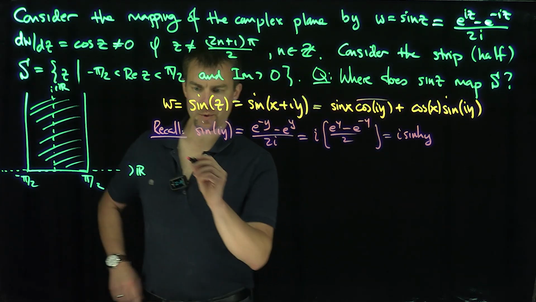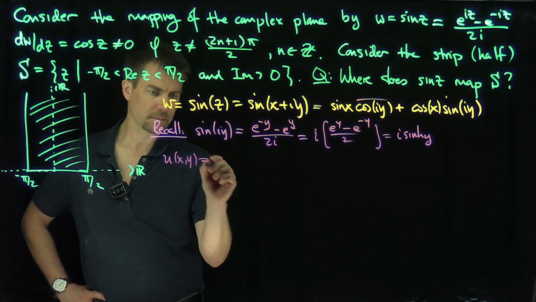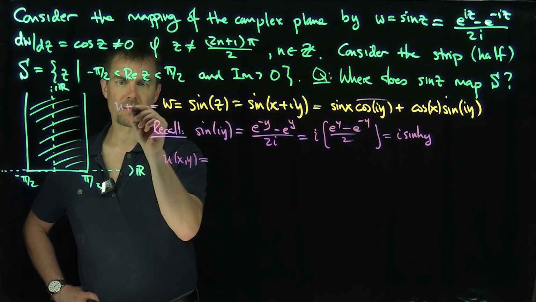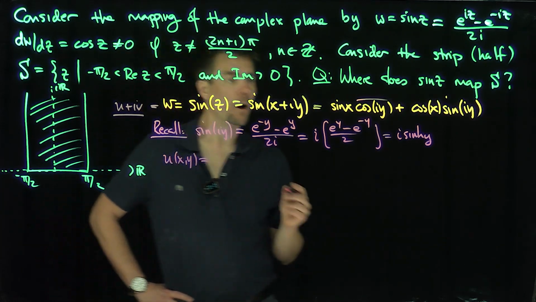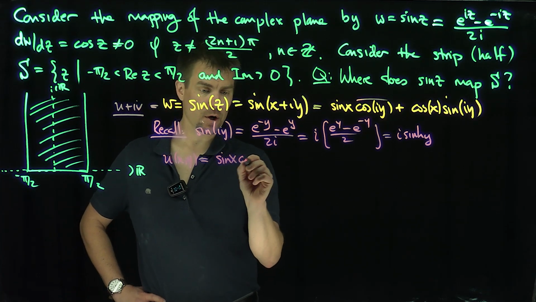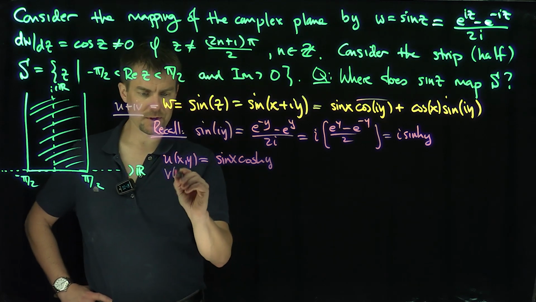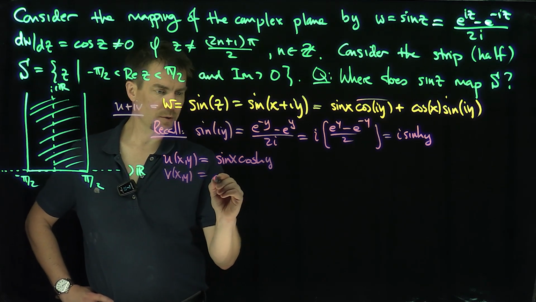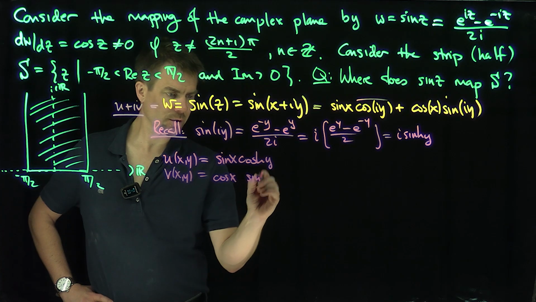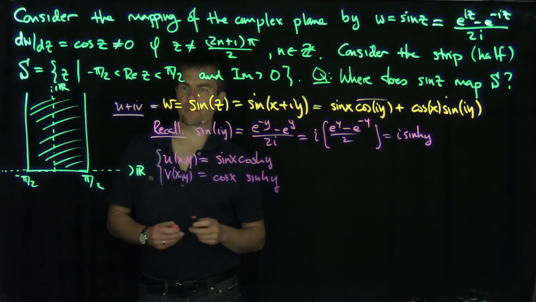So what we have over here is our u for our conformal mapping, where w is going to be u plus iv, of course. Our u of x,y is going to be sine of x cosh of y, and my v of x,y for this conformal mapping is going to be cosine of x sinh of y. Good. So let's figure out where the boundary curves go.